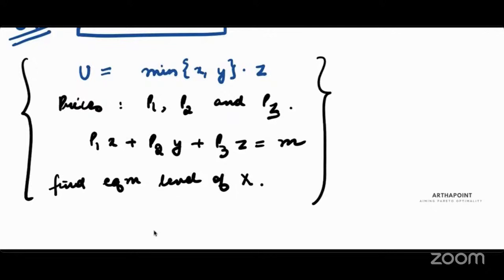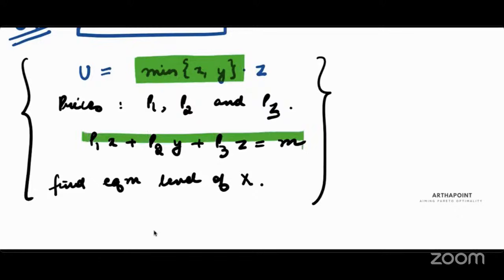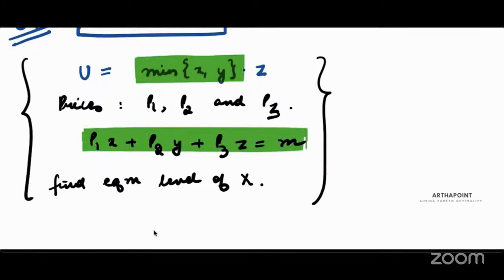So you're given a utility function. The utility function has a min function but only in some part. See here, it's only in some part that this utility function has a min function, not completely. So you will use the properties of what min function we did, but there is a little more to that. And then this is your usual budget line that is given to you, although in 3 dimensions. P1x plus P2y plus P3z is equal to m. And they asked you to find the equilibrium level of x.